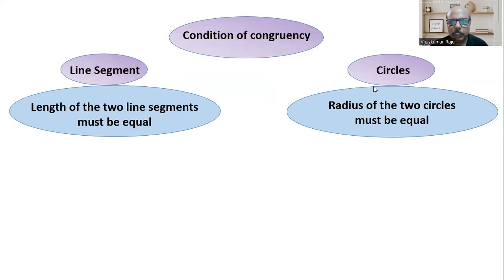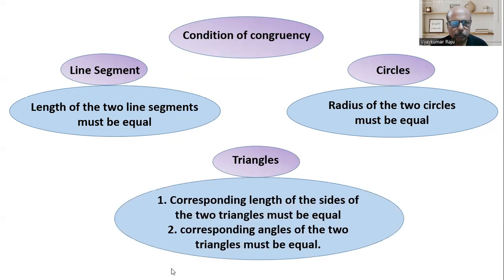Because this is a circle, we have only one parameter, that is radius. Radius determines the size of the circle. So if it is equal, then it is congruent. Now let us take a triangle. In a triangle, the corresponding lengths of the sides of the two triangles must be equal, and the corresponding angles of the two triangles must be equal. That means for a triangle, the sides must be equal and the angles also must be equal. Both the things must be equal. Only then they will be congruent.